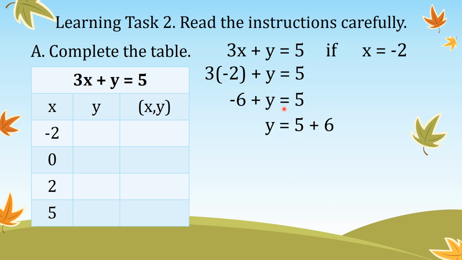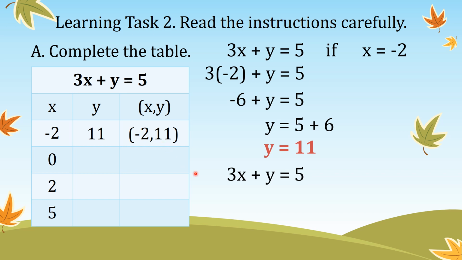So using addition property of equality, we will arrive with the equation y is equal to 5 plus 6 because this is negative 6. So simplifying this one, we will arrive with the value of y which is equal to 11. So our y coordinate has a value of 11. And our ordered pair will be -2, 11.